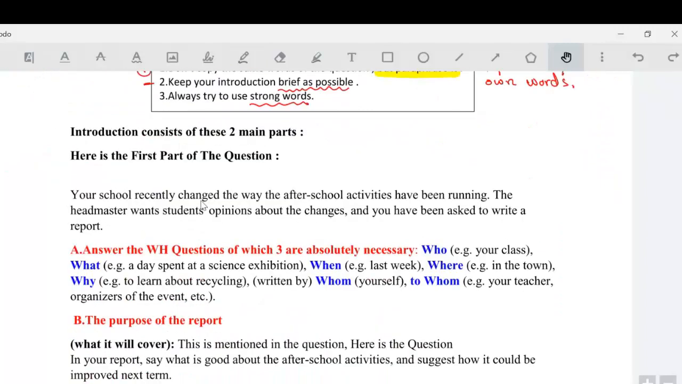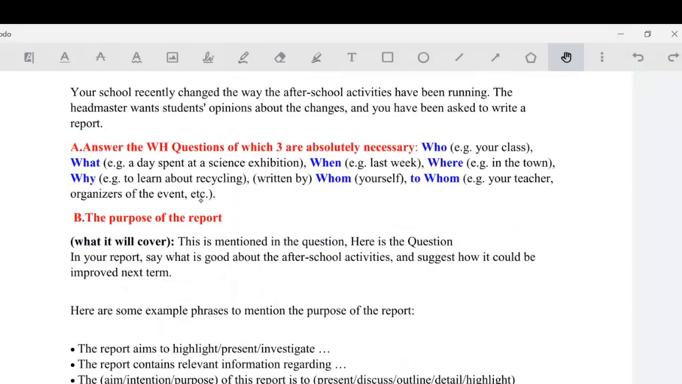The introduction consists of two main parts. What are these two main parts? Here is the question. Your school recently changed the after-school activities. The headmaster wants students' opinions about the changes. And you have been asked to write a report. This is the first part of the question. What should we do regarding this part? We will answer the WH questions like who asked you to do the report, when the action will happen, where, if the question is about a place, who, what the topic is, and why it is required or why it is written. So the first step is what? Answer some WH questions.